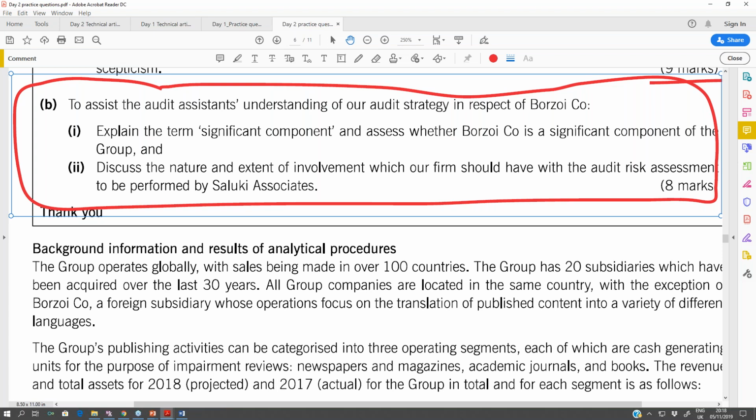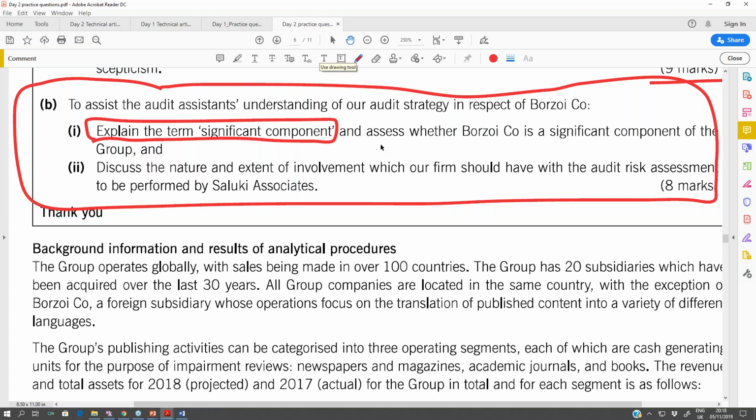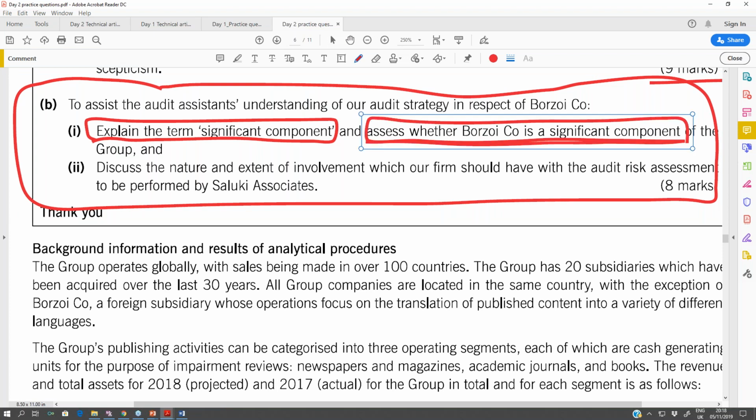Explain the term significant component. So the examiner wants us to explain the term significant component. What is a significant component? He wants us to explain that term and assess whether the subsidiary Borzoi is a significant component of the group. So first he wants us to give the definition, and then to assess whether Borzoi is a significant component.